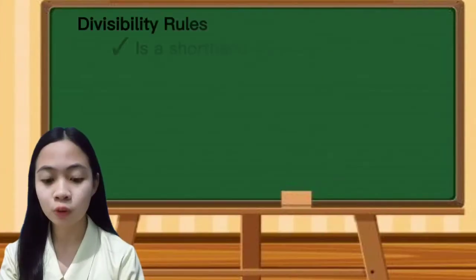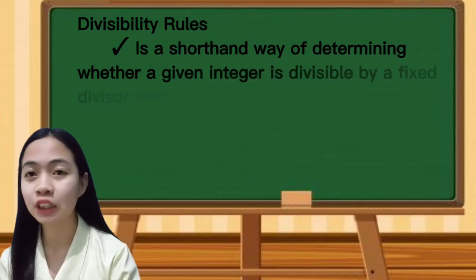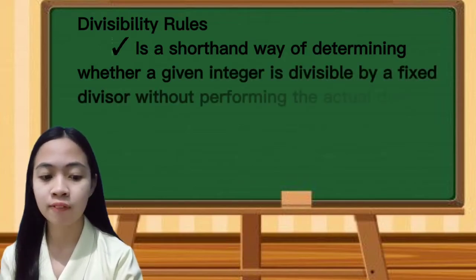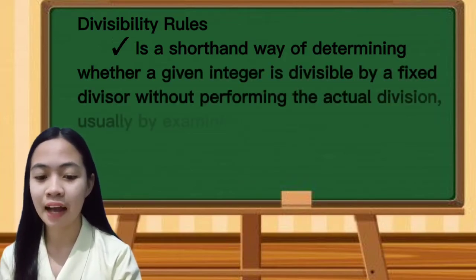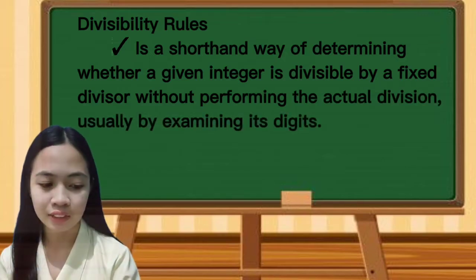So for today, we're gonna learn about the divisibility rules of number 2 to number 13. But first, let me give the meaning of divisibility rule. Divisibility rule is a shorthand way of determining whether a given integer is divisible by a fixed divisor without performing the actual division, usually by examining its digits.